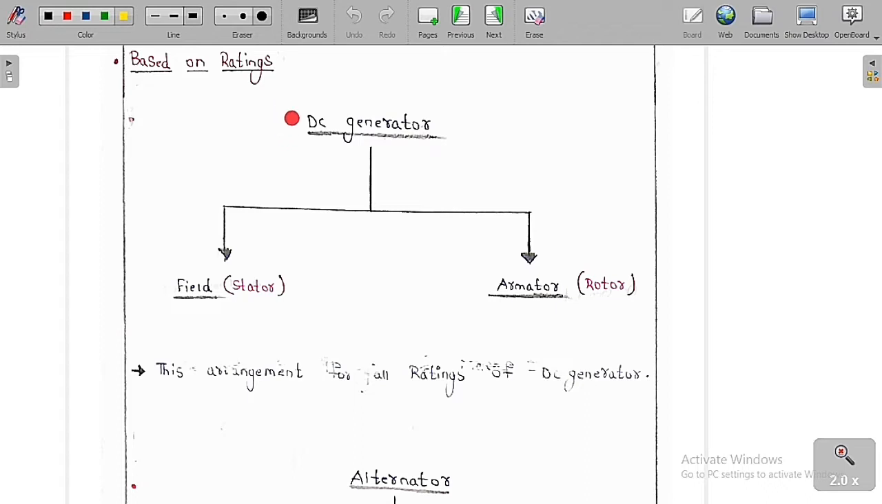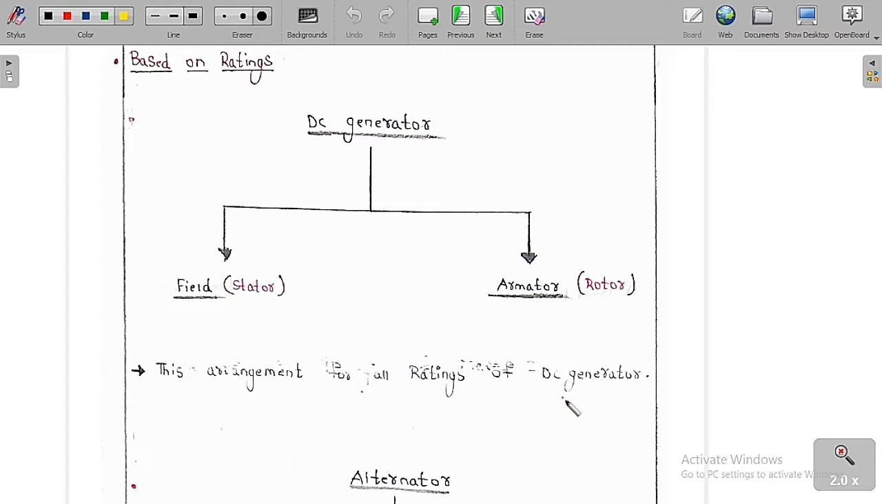Suppose for a DC generator, the field winding is always kept on the stator, whereas the armature winding is always kept on the rotor. So in a DC generator, we always keep the field winding on the stator and the armature winding on the rotor. This arrangement is for all the ratings of DC generator.